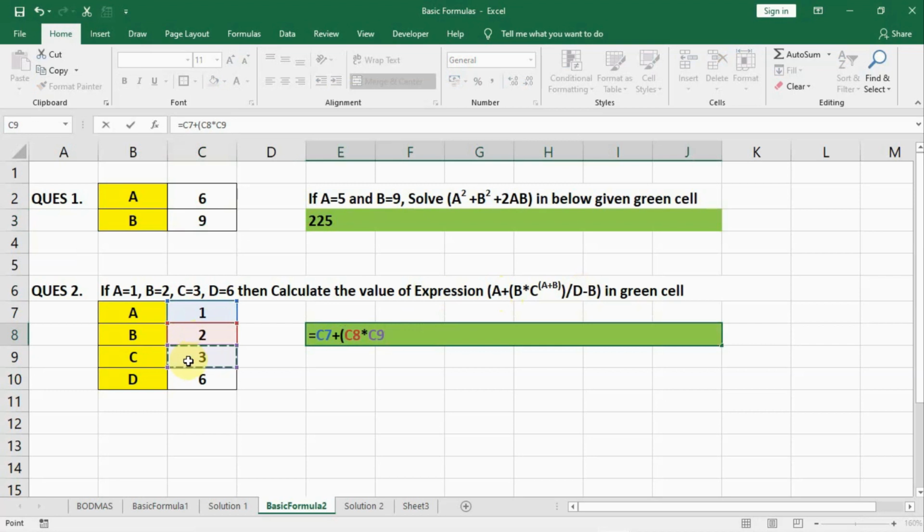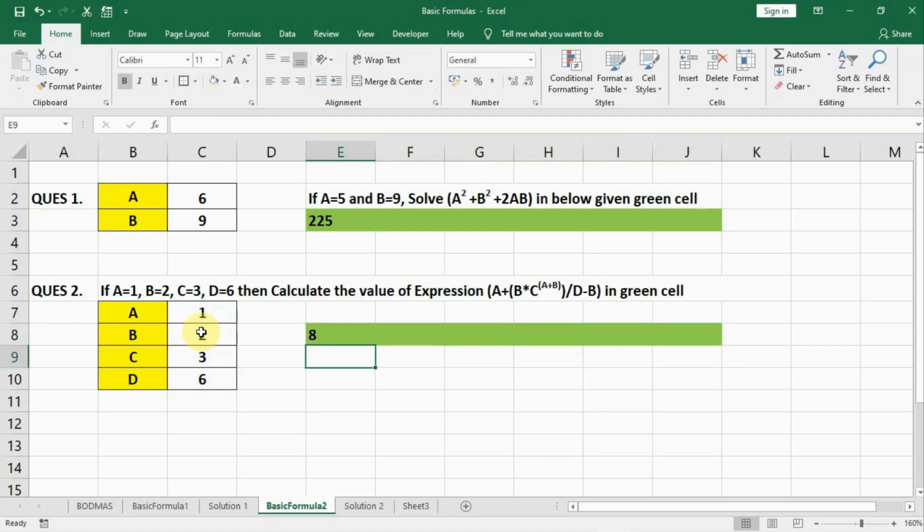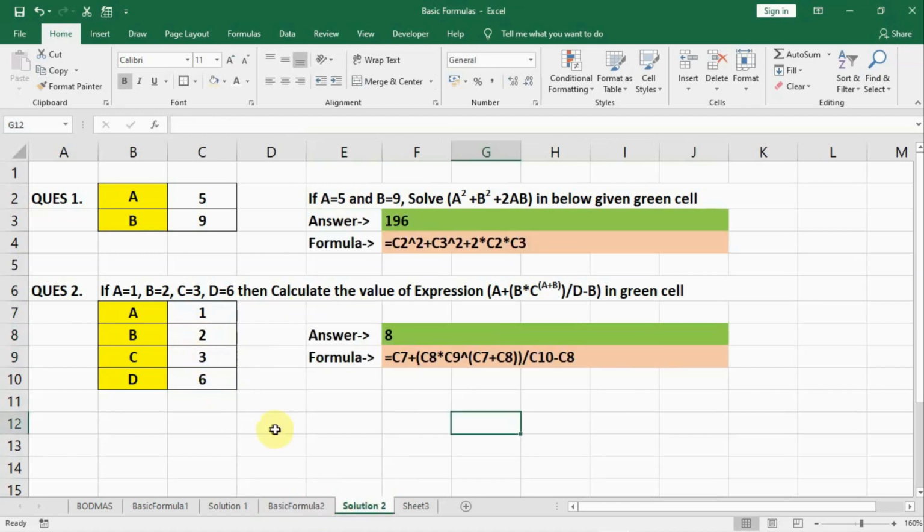Now after that there is a power a plus b, then we have to put a power sign or caret sign, then we have to open a bracket and select a and b, that a is C7 plus b is C8, then we have to close the bracket, and then after that again a bracket is there, then we have to close the second bracket also. After that there is a division sign, we put a division sign, then we select d, that is C10, and then minus b, b value is in C8. Now the equation is complete and we have to press enter. The answer is 8. I had given the solution in this file also.